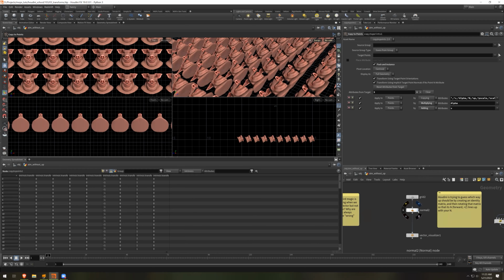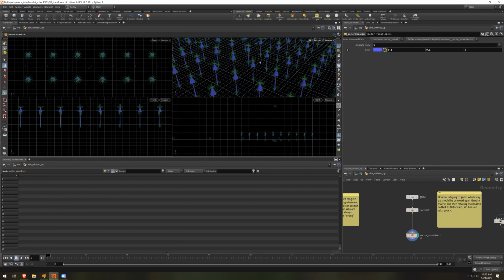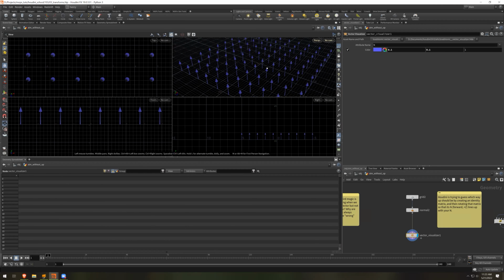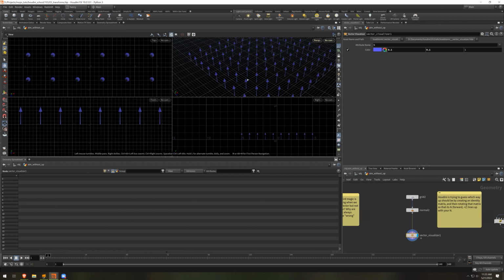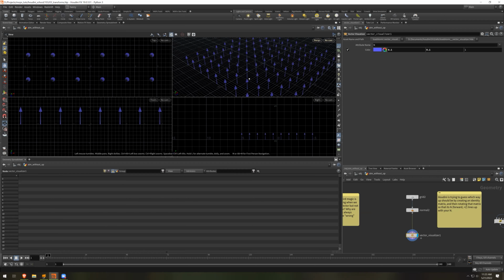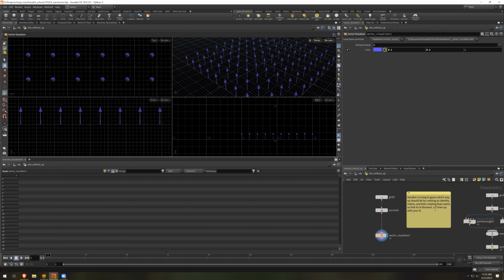So again, if I go down to this vector visualizer here, I'm going to turn off my actual vector thing. The up vector here is positive Y. The normal vector here is positive Y, which is also conventionally what you would think of as the up vector. They're completely parallel. So Houdini is trying to guess which way up should be by creating an identity matrix and then rotating that matrix so that its N lines up with yours.